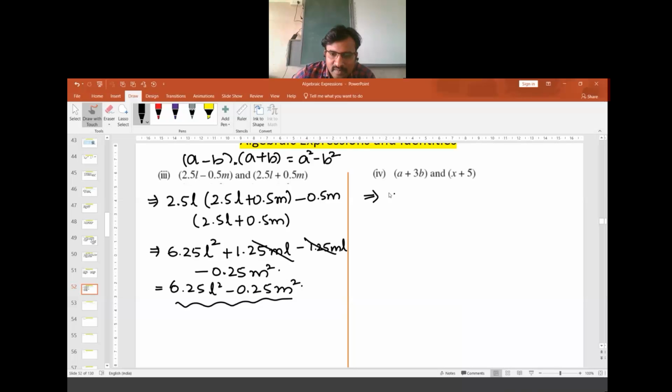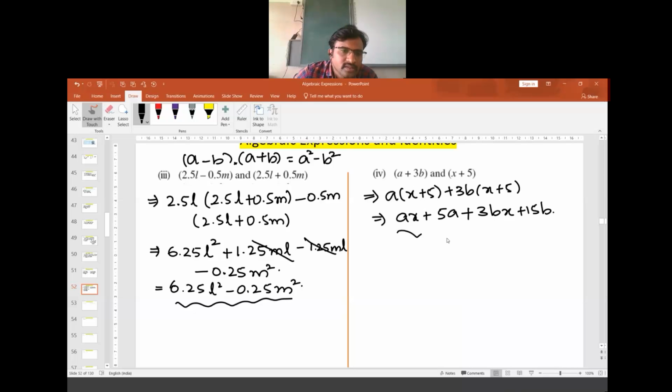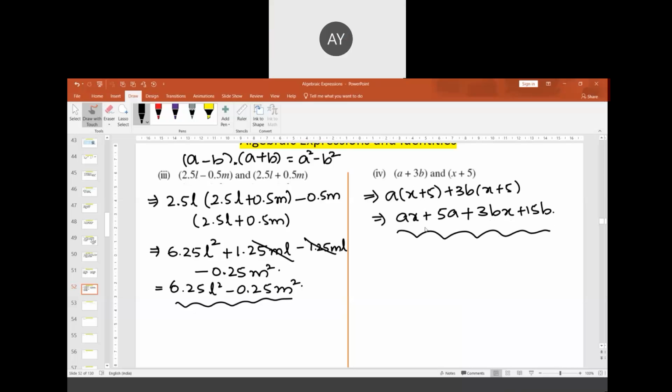Coming to the fourth one, a to be multiplied to x plus 5, plus 3b to be multiplied to x plus 5. A simple one. It is ax plus 5a plus 3bx plus 15b. We cannot do anything further. We have to keep the answer as it is.